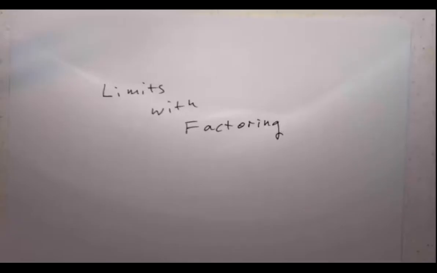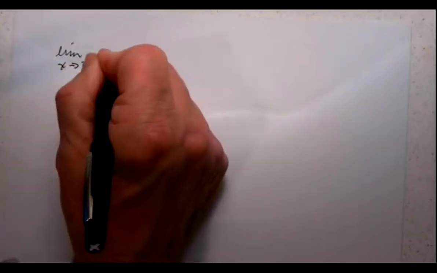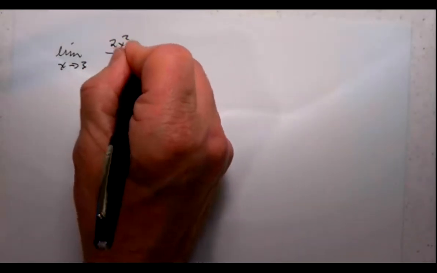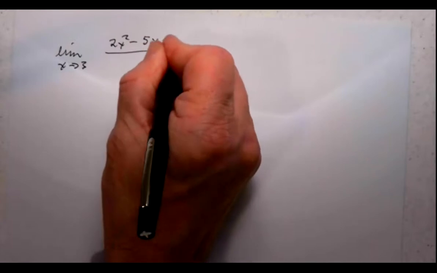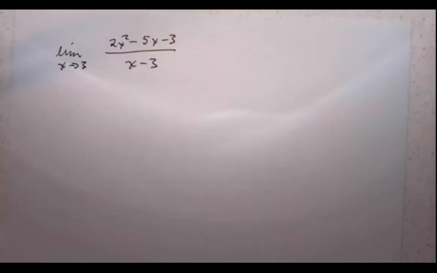This lesson is on limits with factoring. So let's take a look at our first example. We are going to look at the limit as x approaches 3 of 2x squared minus 5x minus 3 over x minus 3.